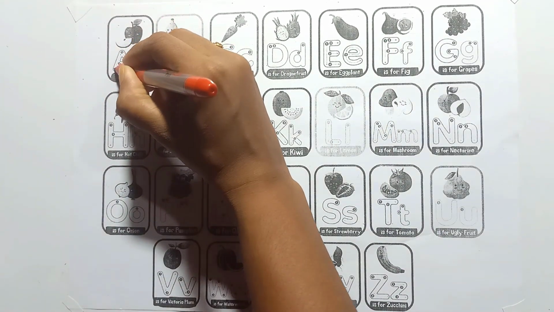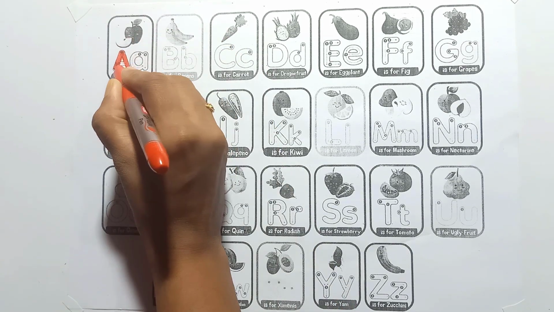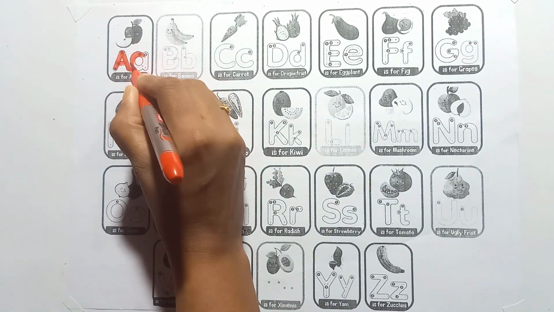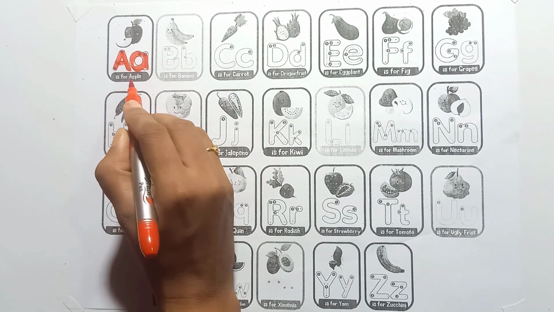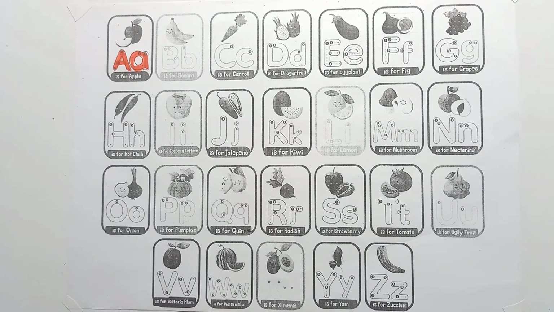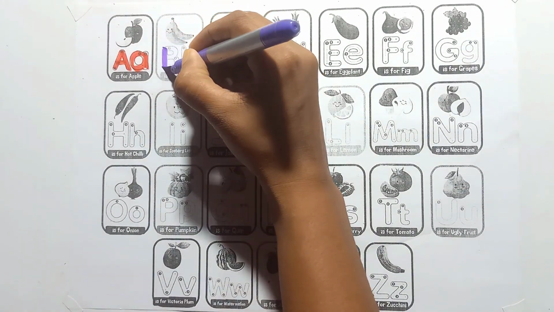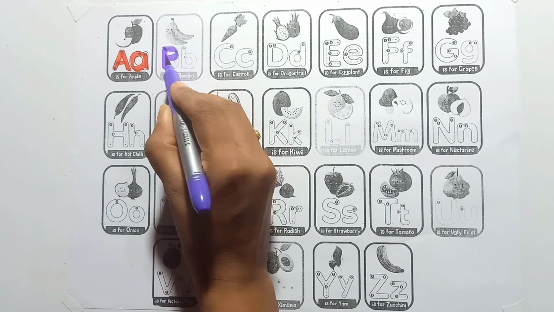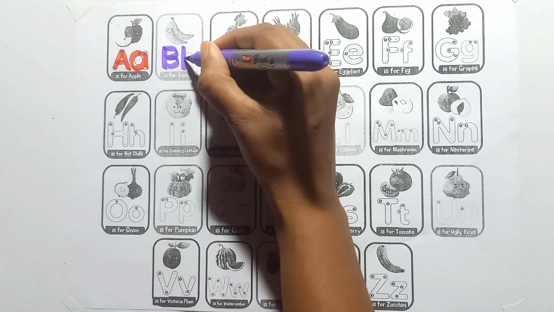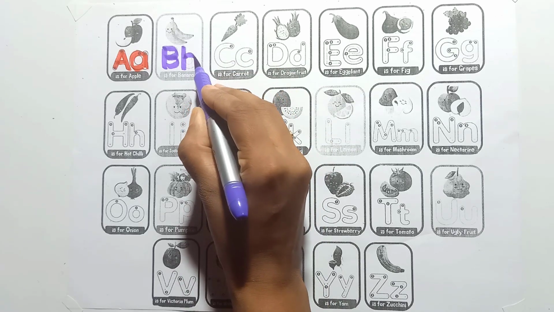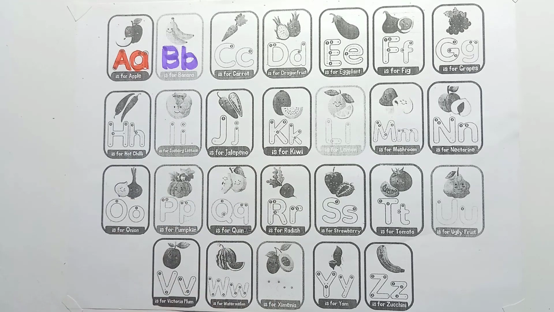Write with me. A. A for apple. B. B is for banana.